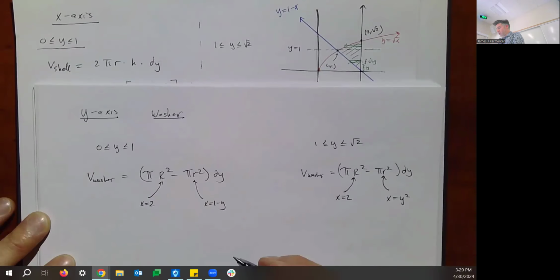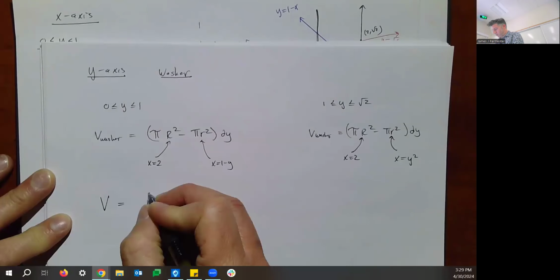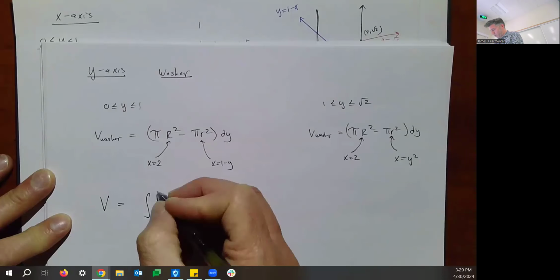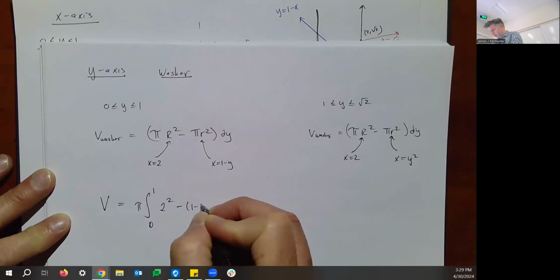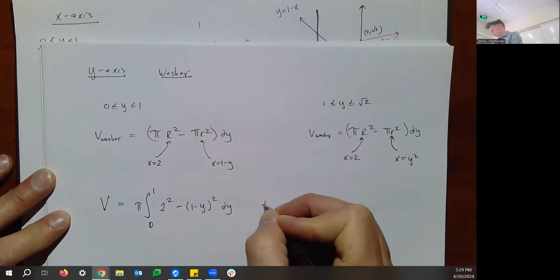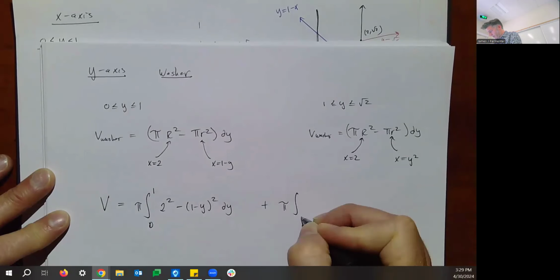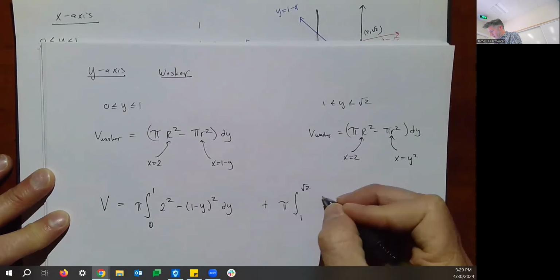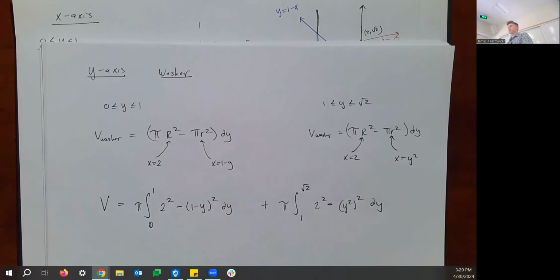All right, so our total volume now is going to be this volume, which is going to be the integral from y equals 0 to y equals 1 of pi times our big radius squared minus our little radius squared, dy, plus the volume of this part, which is going to be adding up all the slices, pi times the integral from y equals 1 to y equals square root of 2 of your big radius squared minus your little radius squared. That's how you'd set it up using the less easy way, but still valid.